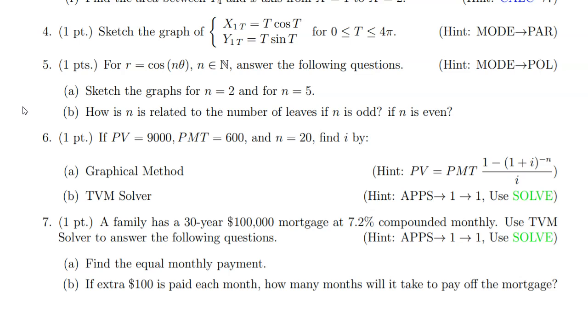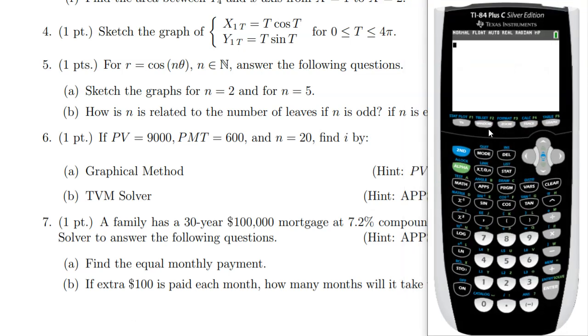All right, let's look at homework 5, problem number 5. We want to sketch the graph of a polar equation, r equals cosine of n theta. For part A, we're going to use n equals 2 and n equals 5. So let's do that.